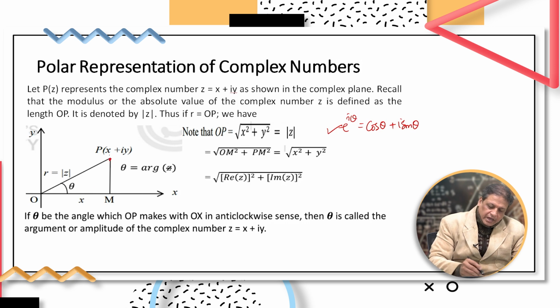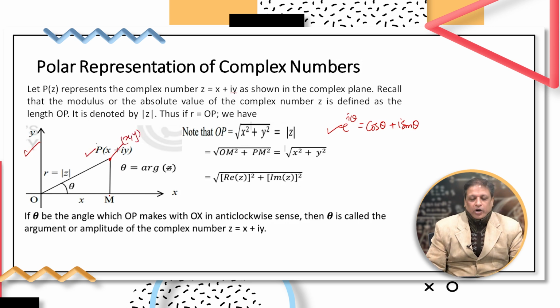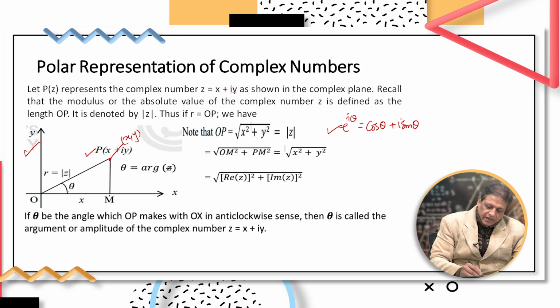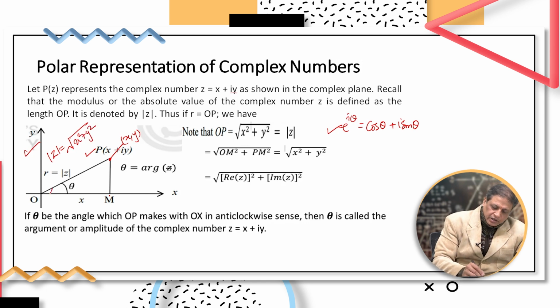And over here the diagram itself shows that if there is a point xy, this is a point xy, and the complex representation is given by point p, that is x plus iy, and this line has the magnitude, which is the modulus of the complex number, that is mod z, which is nothing but the square root of x square plus y square, and this line is subtending an angle theta.